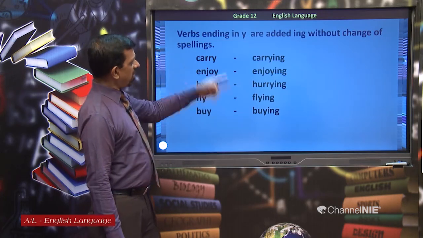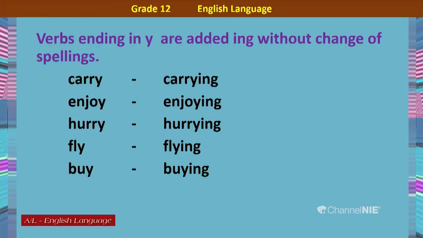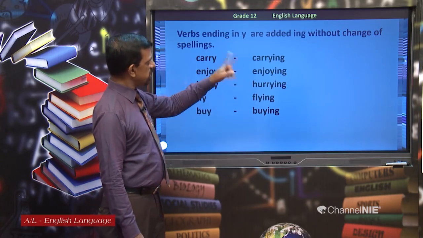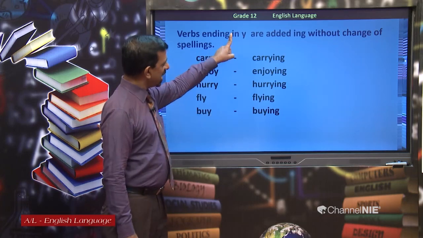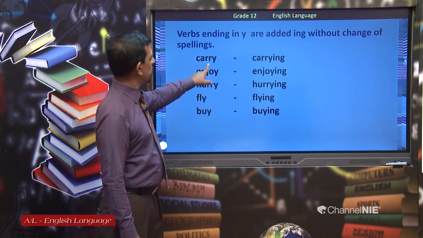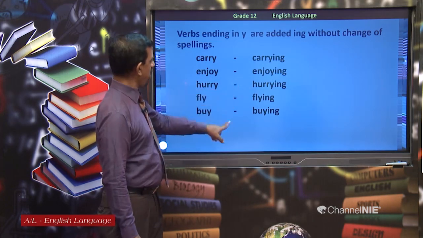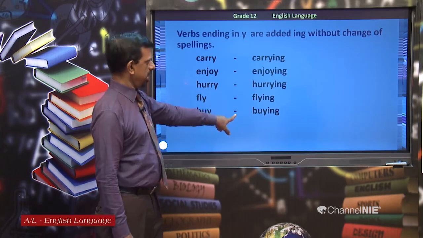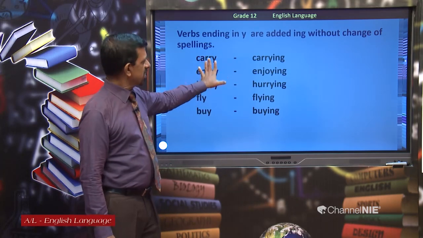And the words ending in Y are added ing without change of spelling. Again: carry, carrying, enjoy, enjoying, hurry, hurrying, fly, flying, buy, buying. Here the spelling rule is that verbs ending in Y are added ing without change of spelling. So make sure the Y remains and ing is added. So these are some basic conditions of the present continuous tense spelling rules.